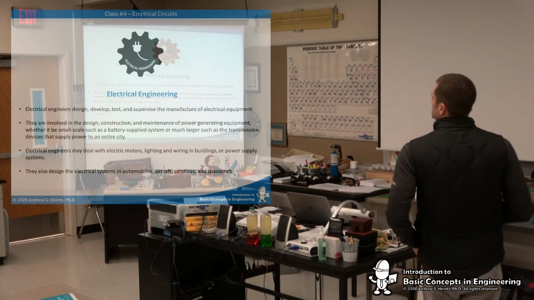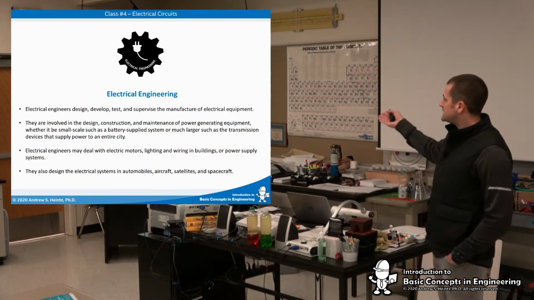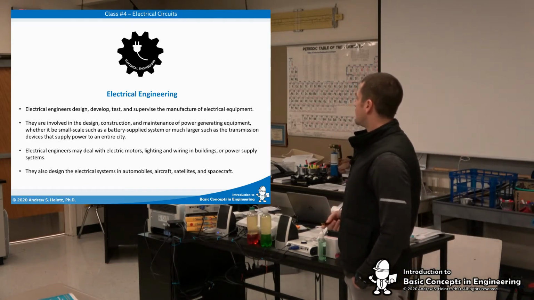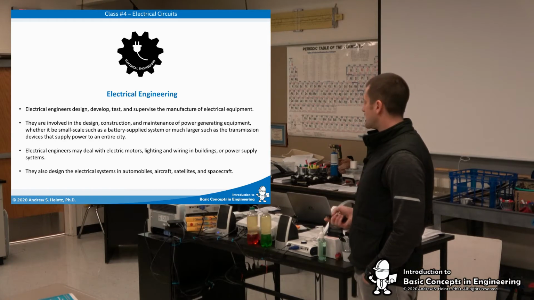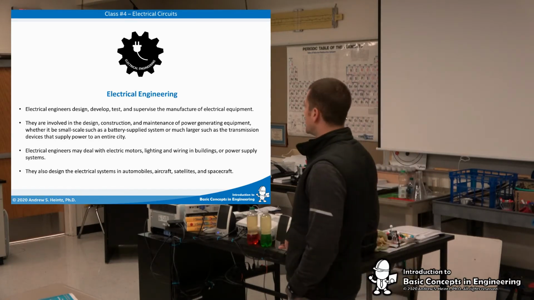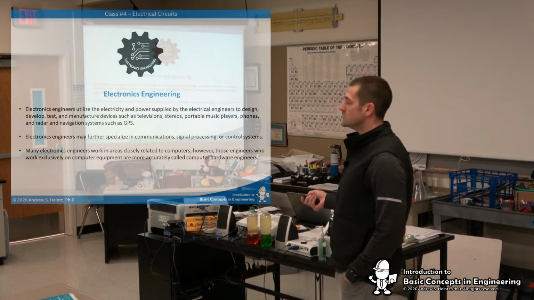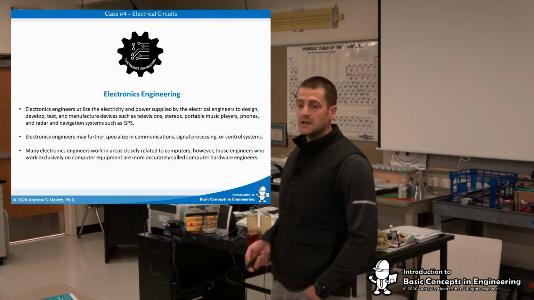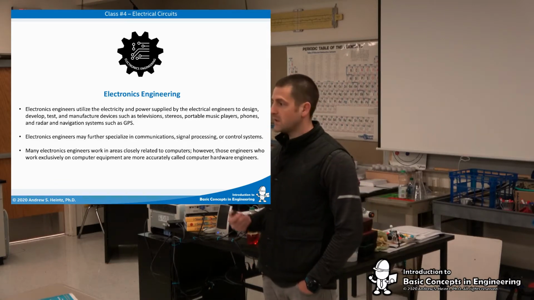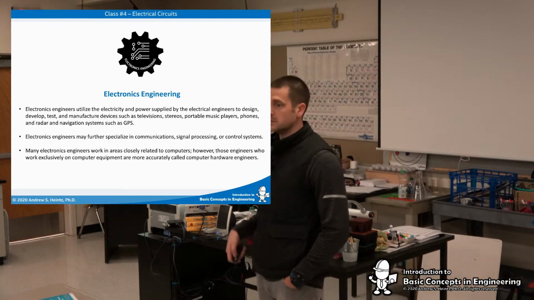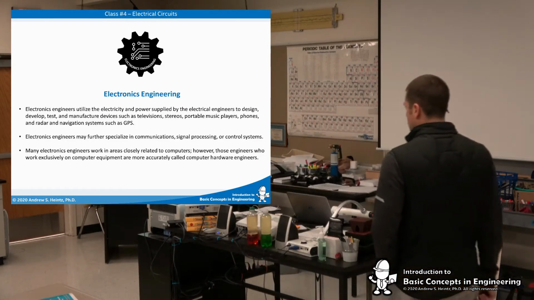Okay? So electrical engineers, like we said, design and test the manufacture of electrical equipment, and are involved in the design and maintenance of power generation, right? So they may deal with motors or generators or something like that, whereas our electronics engineers are going to use that electricity to make devices, right? So an electronics engineer may be involved in designing your phone, right? We have electronics engineers that help design our chips, of course, right, before we build them in a factory, and so on and so on.